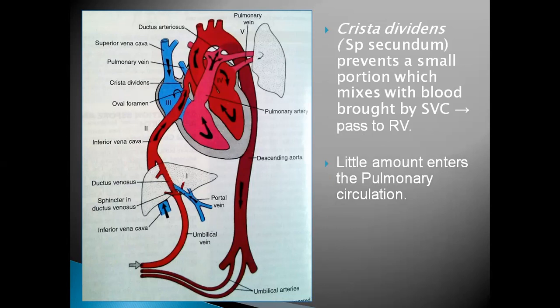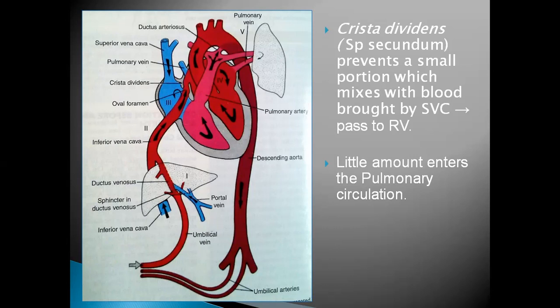Since the coronary and the carotid arteries are the first branches of the ascending aorta, the heart musculature and the brain are supplied with well oxygenated blood. Desaturated blood from the superior vena cava flows by way of the right ventricle into the pulmonary trunk. So you can see the arrow turning like this and entering into the pulmonary trunk.